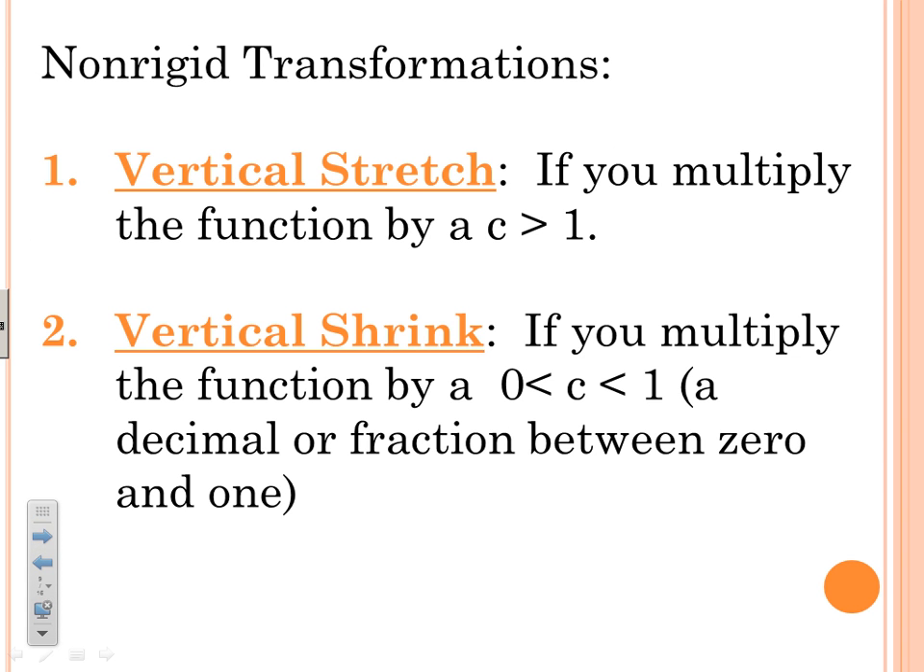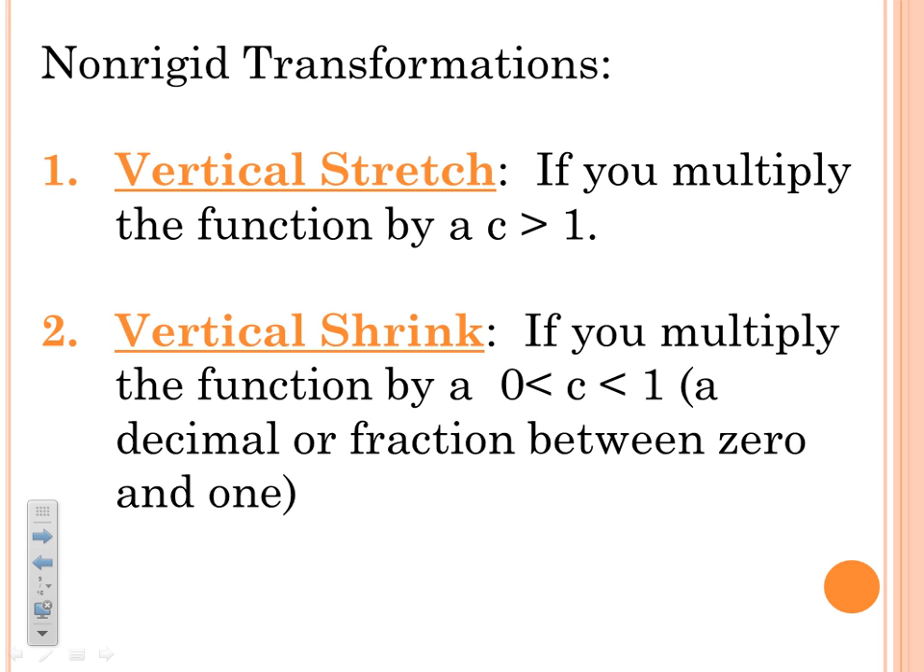Okay, a non-rigid transformation. So here's another kind of transformation that this section talks about. We have essentially 4 non-rigid transformations. We're going to stretch and shrink. Okay, with our rigid transformations, the shape of the thing didn't change. Its position and where it started did, but it was still essentially the same exact shape of the parent function.